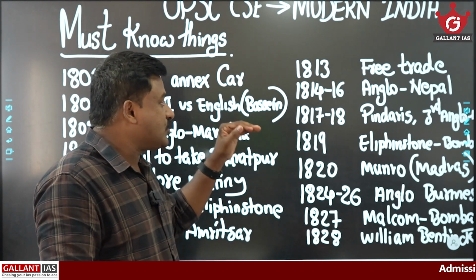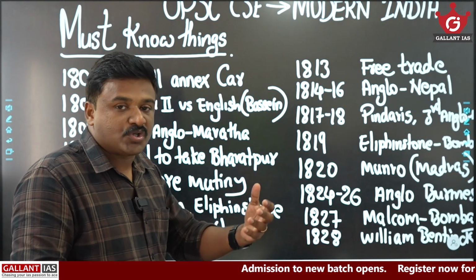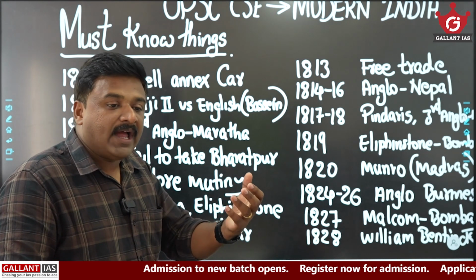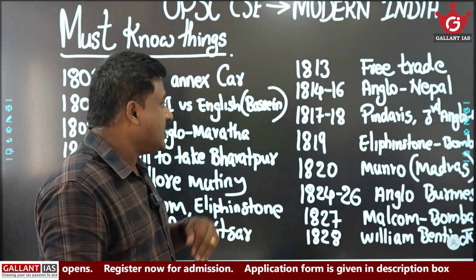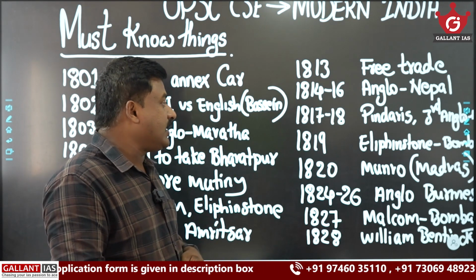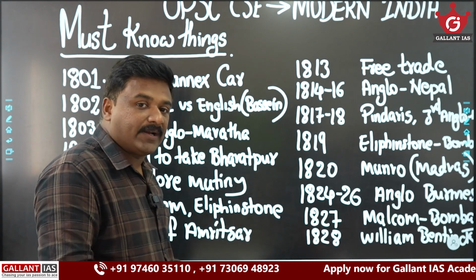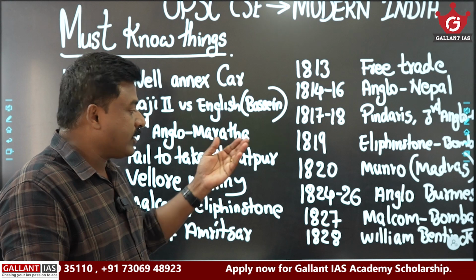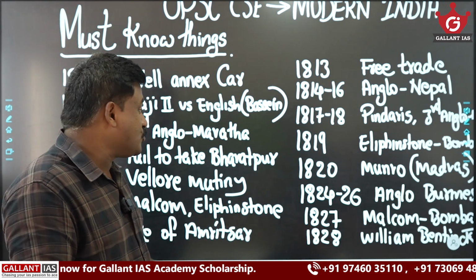1817 to 18 is the Pindari suppression. Pindaris are horsemen plunderers. They created law and order tensions. So the suppression of Pindaris eventually led to the Third Anglo-Maratha War. 1819, Elphinstone was appointed as the governor of Bombay. 1820, Munro was appointed as the governor of Madras. Munro, yes, it was during his governorship that the Ryotwari system was introduced.